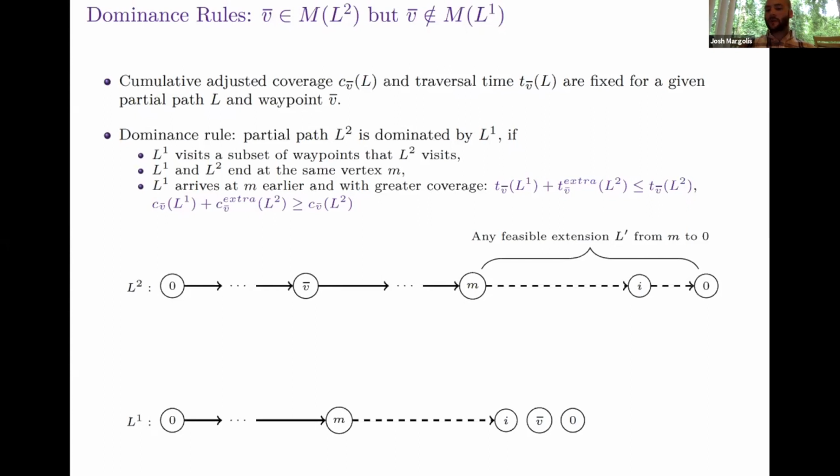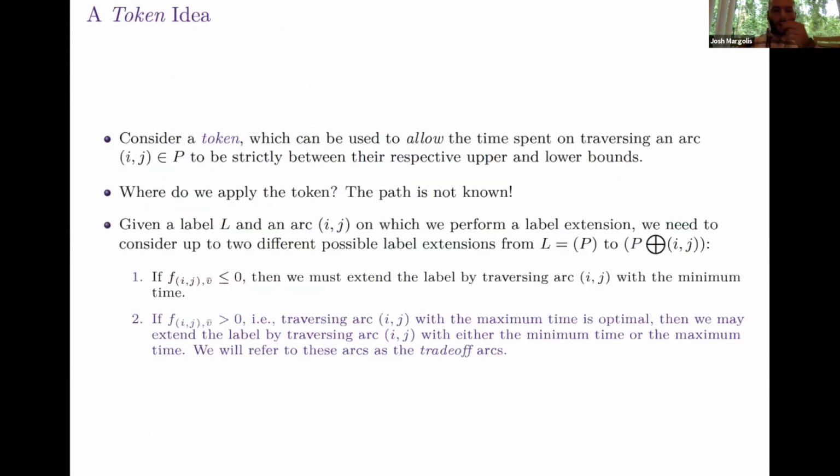Again, taking in terms of their time restrictions as well, I want to make sure that L1 visits its set of waypoints earlier than L2 does. And so how do we do these label extensions? Well, it really comes down to the idea of the token, right? In a fractional knapsack problem, I know one's going to take a fractional value, but when we're working through this algorithm, I don't actually know the full path yet, so I can't make that determination.